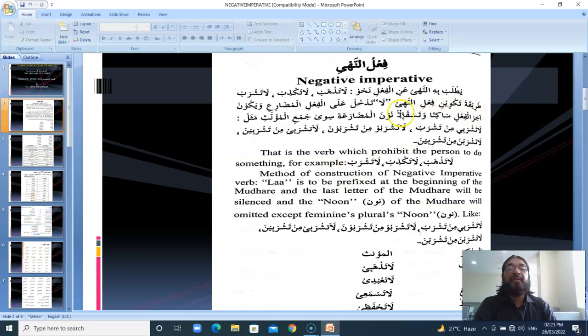طريقة تكوين فعل النهي, method of construction of negative imperative. As I told you, you have to prefix la after copying the questions, that's it. La is to be prefixed at the beginning of the mudari' present tense, and the last letter of the mudari' will be silenced, and the noon of the mudari' will be omitted except feminine plural noons, like la tashrabi min tashrabina. It is wrong. La tashrabu min tashrabuna. So tashrabu, tashrabani, tashrabuna, noon will be dropped.